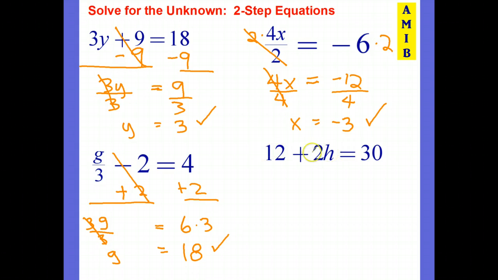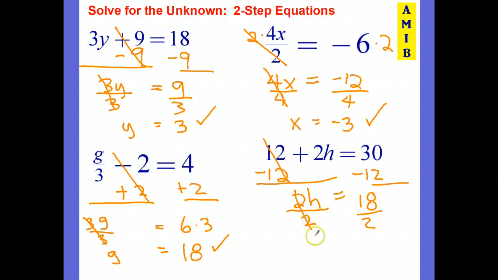And finally, I've got 12 plus 2h on the left. Well, that's no different to 2h plus 12. So I can still undo the adding by subtracting 12 from both sides. And that leaves me with just 2h on the left. And 30 take away 12 is 18 on the right. And the opposite of multiplying by 2 is dividing by 2. The 2's cancel out. And the answer is h equals 9.